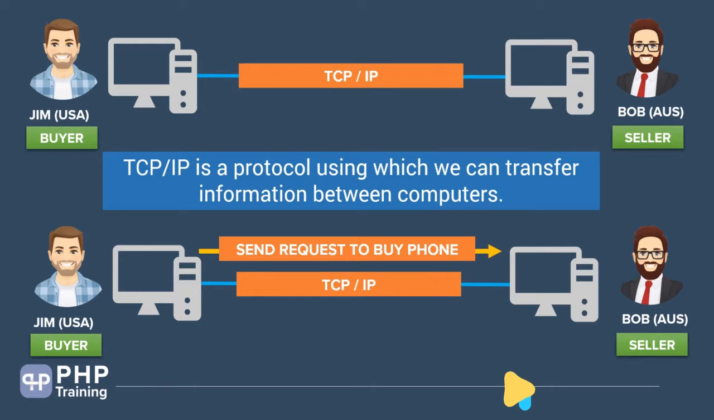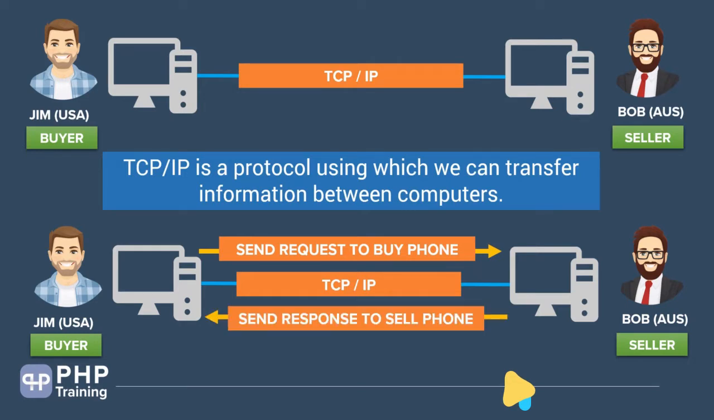Someone has to initiate the request. So Jim PC basically sends a request to Bob PC saying, "Hey, I want to buy an iPhone." Then Bob PC can respond saying, "Okay, this is my response and I'm interested in selling my phone to you." So that's the communication happening between the two PCs, and that's how the challenge we saw previously, how Jim can buy a phone and Bob can sell a phone, can be solved.